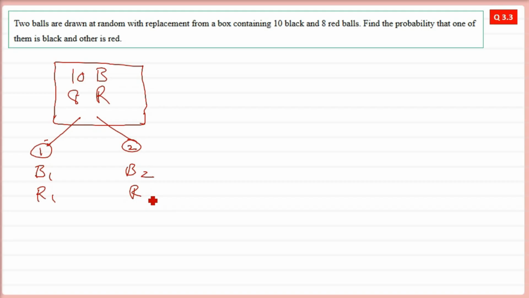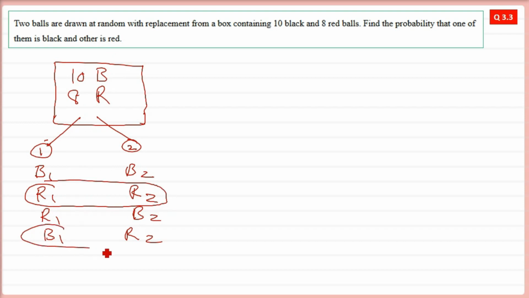So both can give you black, both can give you red. First can give you red, followed by black. First can give you black, followed by the red one. Now the question being asked is, one of them is black and the other is red. It's not said that the first has to be black and the second has to be red. No, it can be R1, B2, it can be B1, R2. First red, second black, or first black, second red.